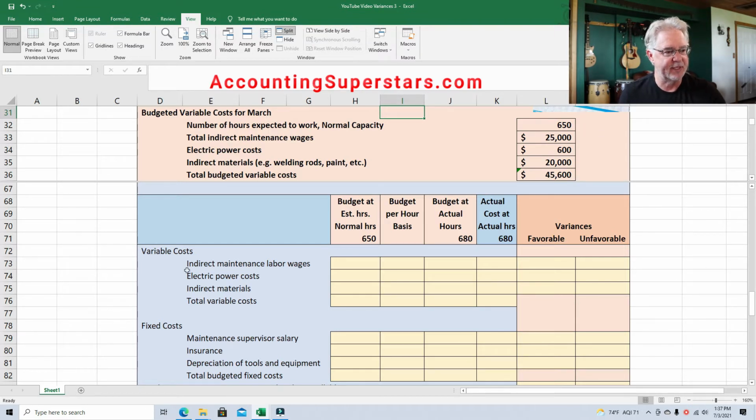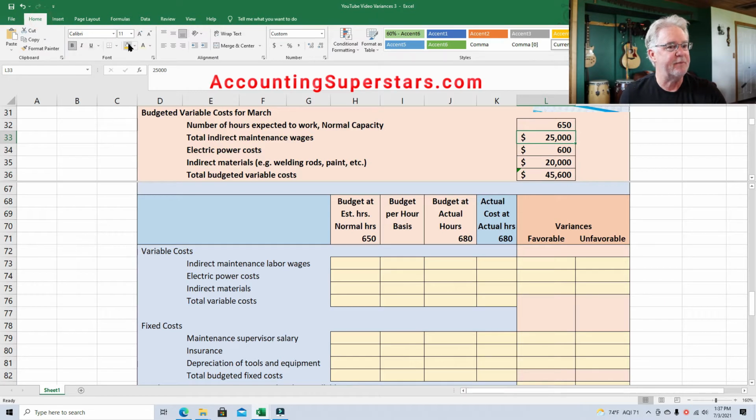So for instance, indirect maintenance labor hours, well, that number comes from right here. And this is from the given information from the accounting records here. So let's fill that in. And the electric power costs, there you go, 600, put that into place. And let's fill in the indirect materials. And there we are, highlight that, $20,000. And let's add up the total, and the grand total is $45,600.